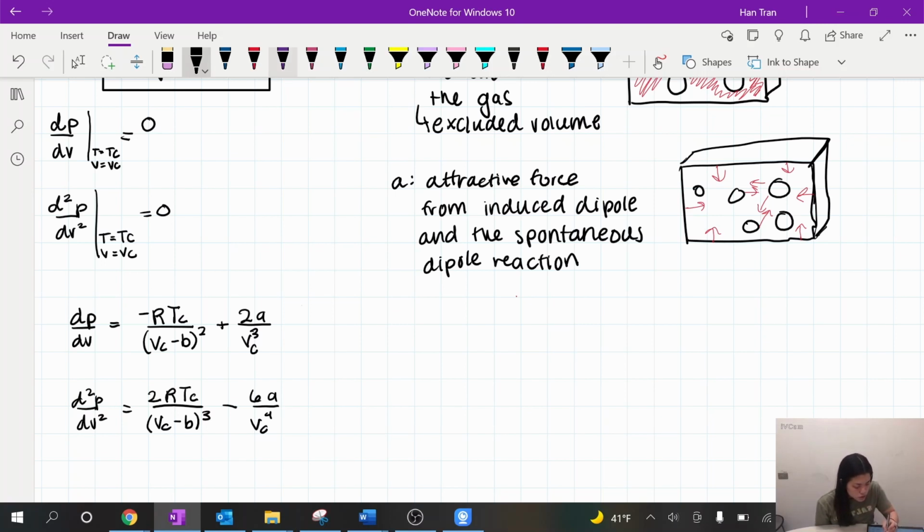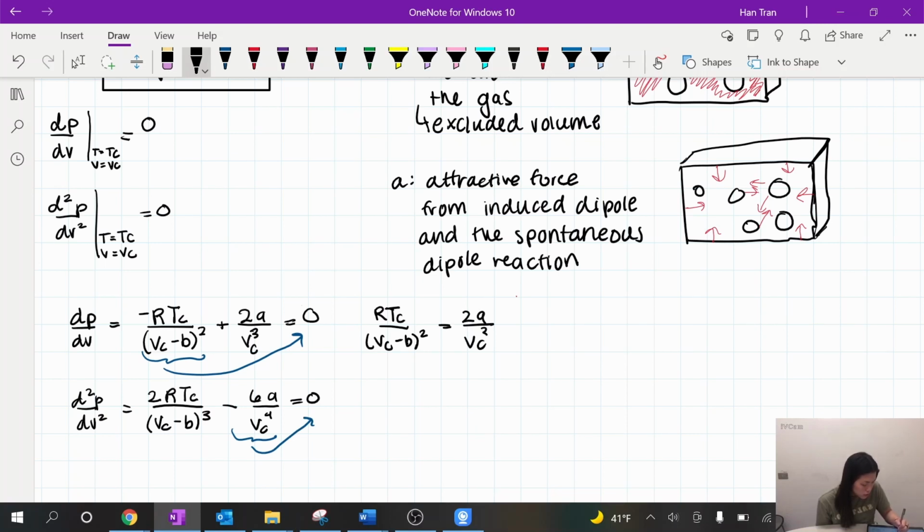So now what I'm going to do is move this, and these are both equal to 0 as we stated up there. I'm going to move this quantity over to this side and this quantity over to this side to get rid of those nasty negatives. And that's going to leave us with the gas constant R times the critical temperature divided by the quantity of the critical specific volume minus B squared, which equals 2A over the critical specific volume cubed.